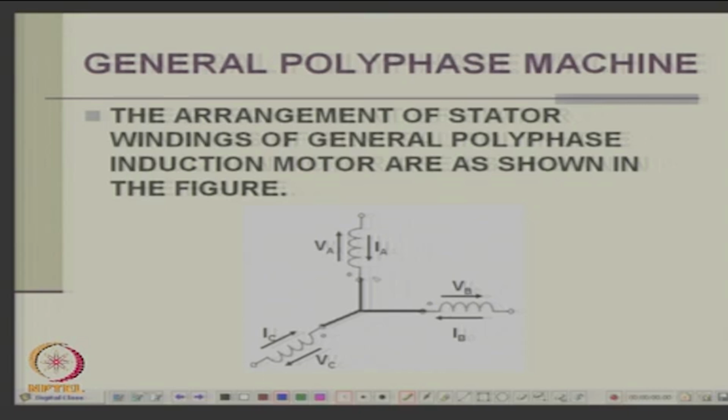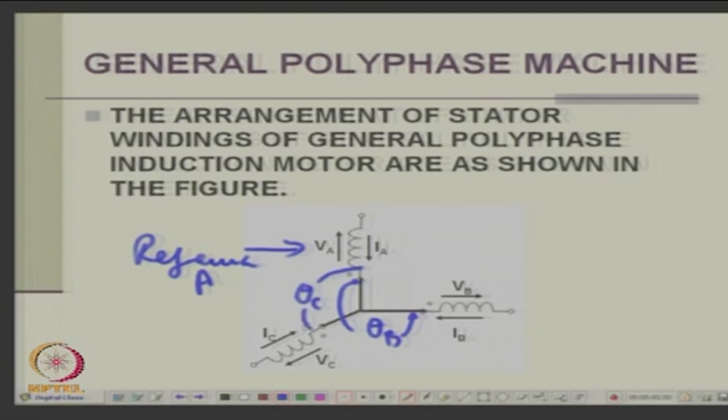Now, you can have a general machine with 3 windings, say. This is your reference winding. A winding we take as a reference. Now, this B winding we may have at some angle theta b with reference to A, and the C will have another angle theta c with reference to A, is not it? Need not be 120 degrees.